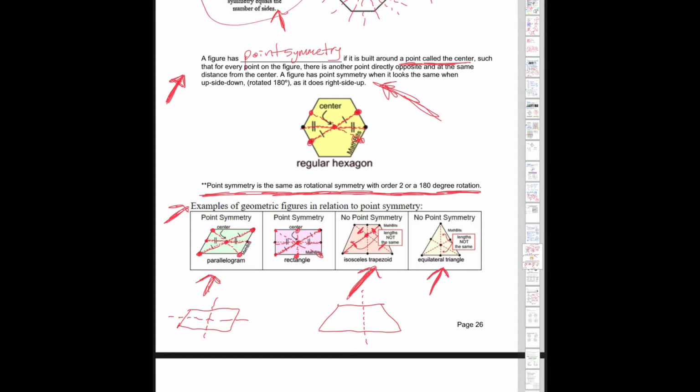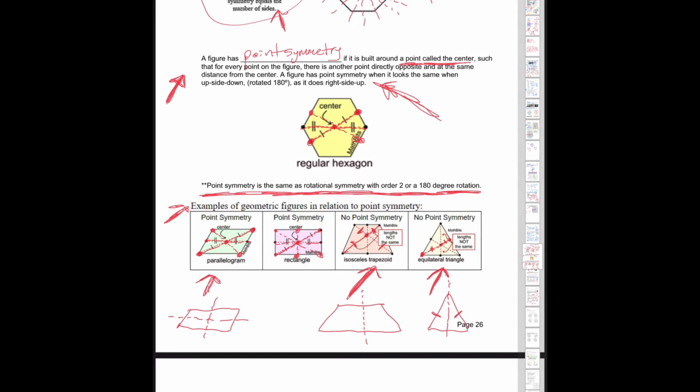Same goes for the equilateral triangle. This has line symmetry. There's one that goes down the center because these two sides are congruent. But if we look at point symmetry, you cannot find a point that's the same distance from the center to those points. So no point symmetry for some figures that have line symmetry. So just keep that in mind. Important fact, line symmetry does not always mean point symmetry.